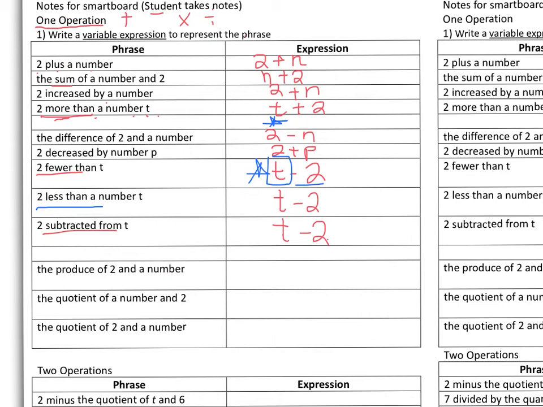Okay, now we're going to look at multiplication. There's a typo here. It's product, not produce. The product of 2 and a number. Okay, product means multiply. Quotient means divide. The quotient of a number and 2. So the n has to be on top, followed by the fraction bar over 2. And the quotient of 2 and a number. So 2 will be in the numerator and n will be in your denominator.